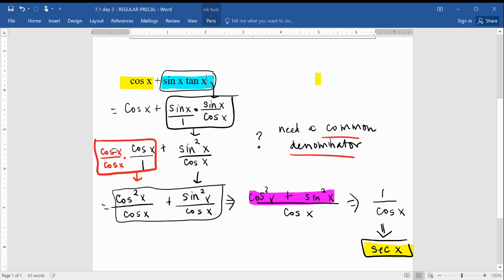So finding a common denominator, that's a good way to get these things simplified when and if you need to do that.